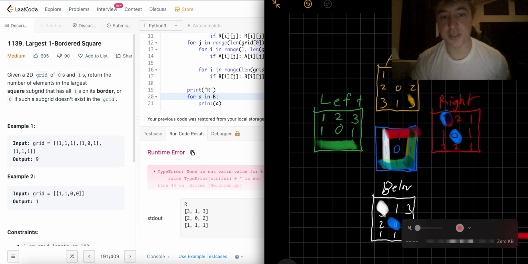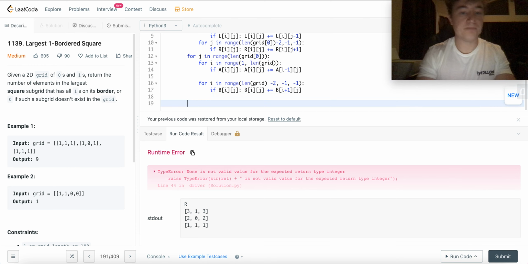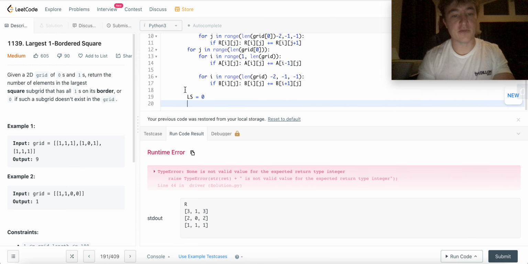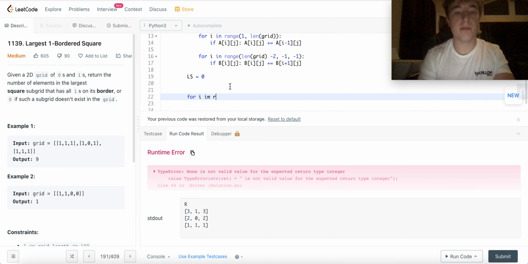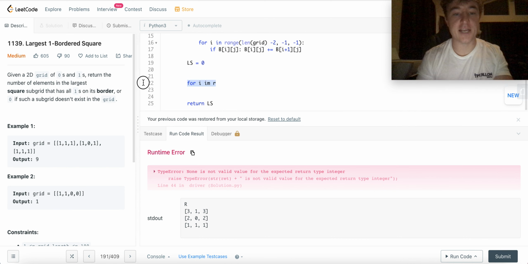So now we just need to find what the largest is. So we'll say the largest bordered square is 0. We'll call it LS for largest square, I guess. It's fine. And at the end, we'll return that largest square. Basically we'll look at each cell and see if we can find a square at that cell.